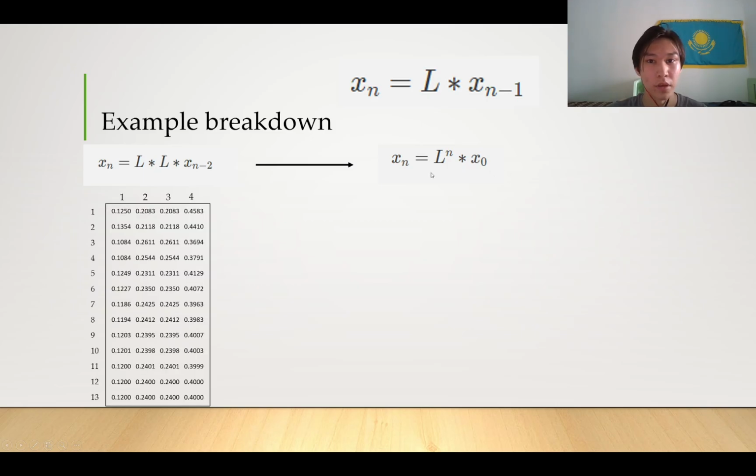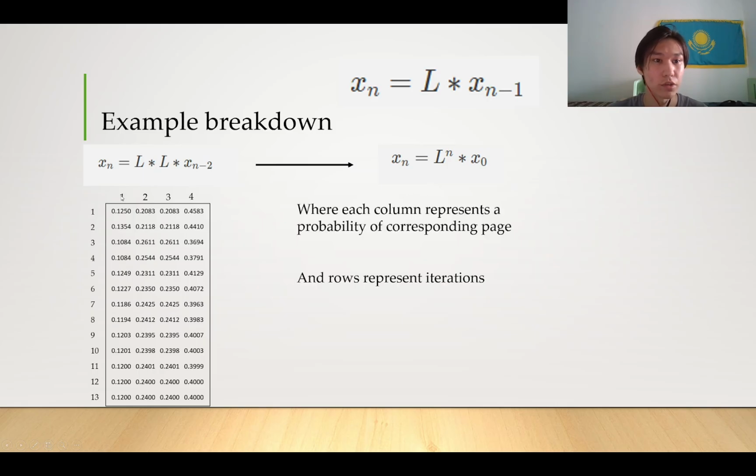So I've done some calculations, and this table represents the results of these calculations, where each column represents the probability of the corresponding page, and rows represent iterations. So as we can see here, after 11 iterations, our vector of probability distribution has reached its steady state.